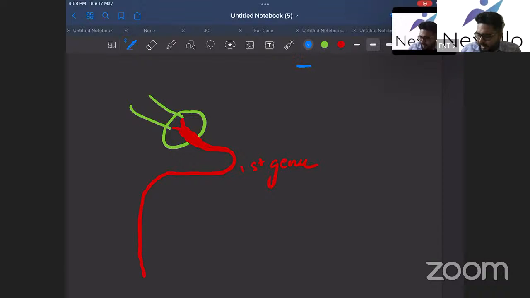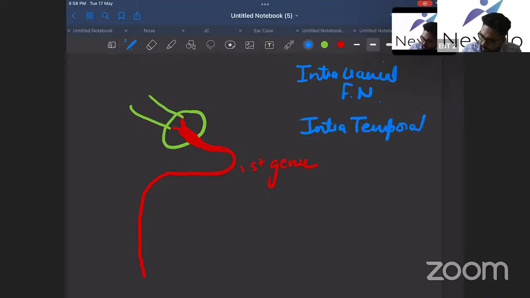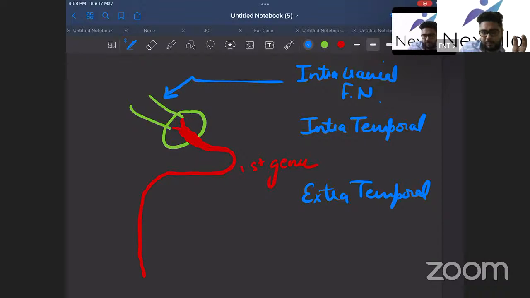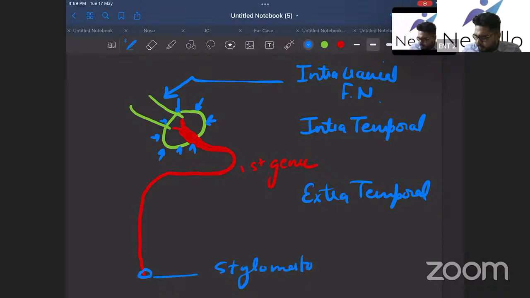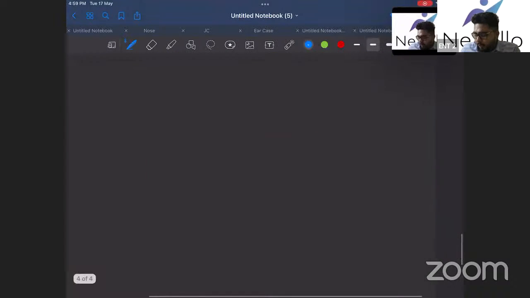We divide the parts as intracranial, intratemporal, then extratemporal. Now the intracranial part is clear: after emerging from the brain stem till entering the internal acoustic meatus, it is the intracranial part. Once it enters the internal acoustic meatus till exiting from the stylomastoid foramen, this whole part we term the intratemporal part. And once it's out, it is the extratemporal. The one which is of importance to us is the intratemporal part.